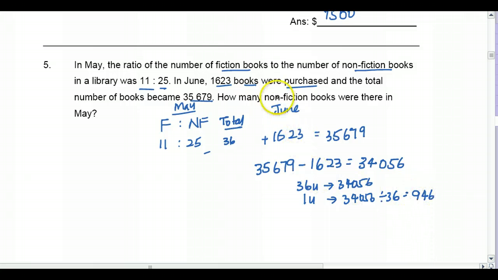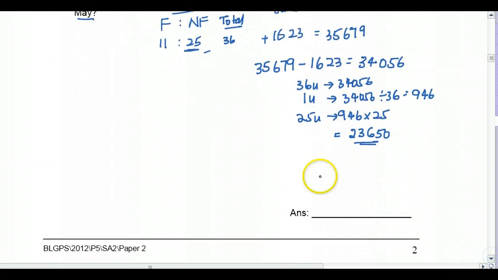So I want to find the non-fiction books in May. So non-fiction is 25 units. Therefore 25 units will be 946 times 25, and I would get 23,650. So my answer is 23,650 books. Non-fiction books.